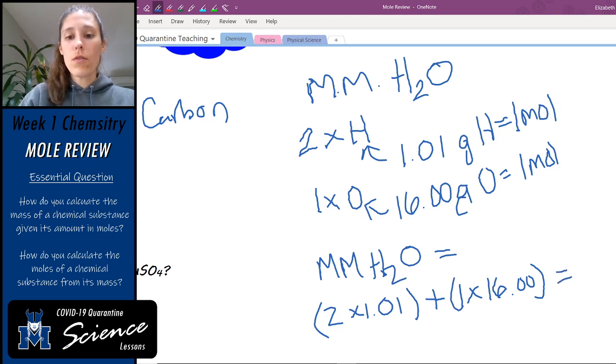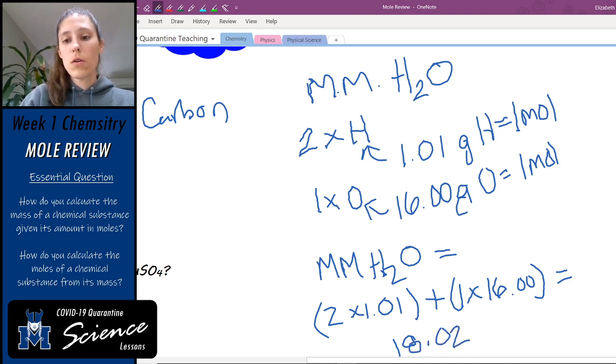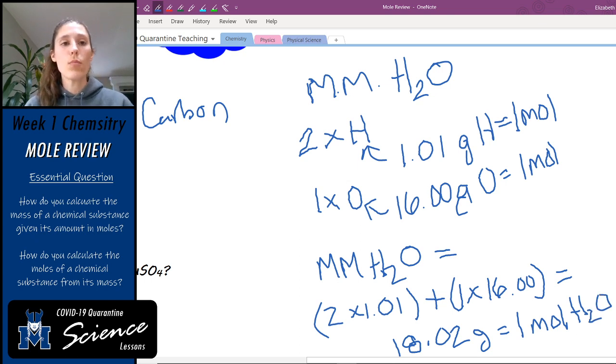Okay, so from that we find that there are 18.02 grams in 1 mole of water. So if you have 1 mole of water, it's going to have a mass of 18.02 grams. So those are molar mass calculations, and we did quite a bit of that before we stopped going to school.